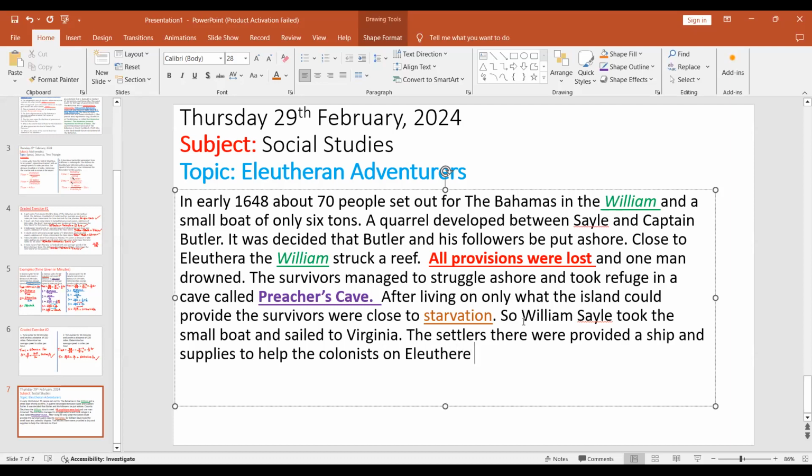So who ended up sailing to Virginia in an effort to help them out? William Sayle, very good. And what did they send to help the Eleutheran Adventurers? Supplies. They sent supplies and they sent them a ship, right? And so that's good. They're getting help. Later, help also came from New England.